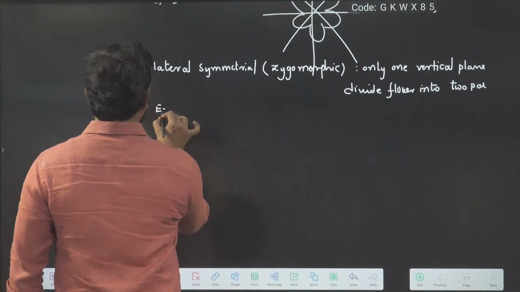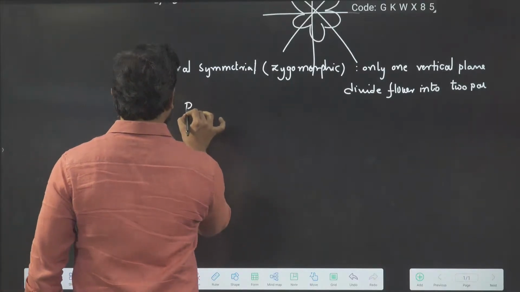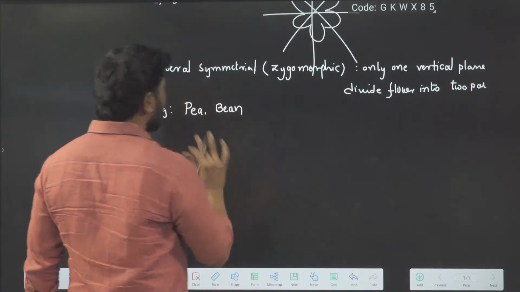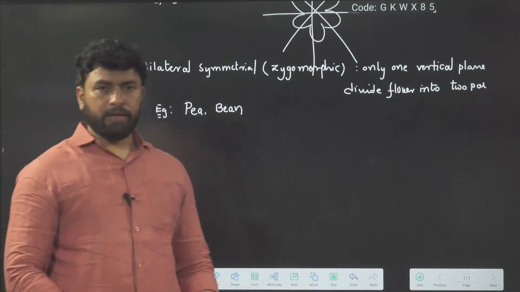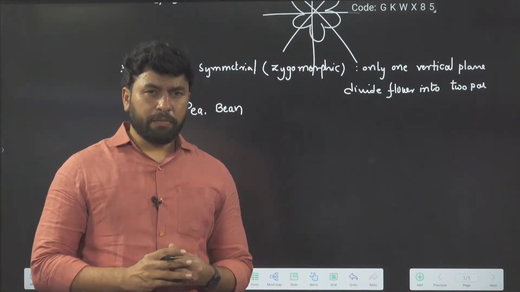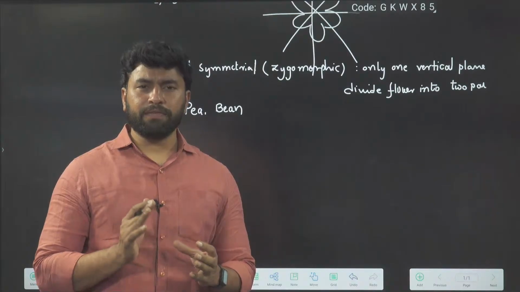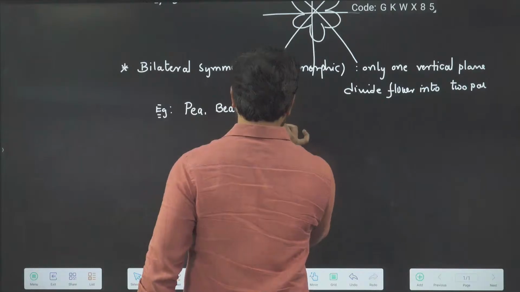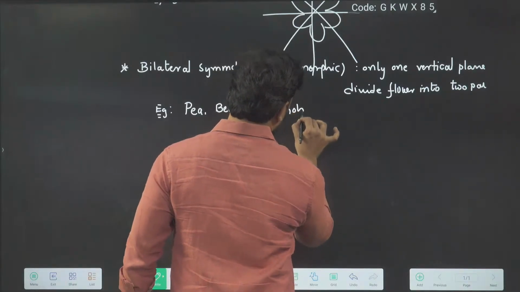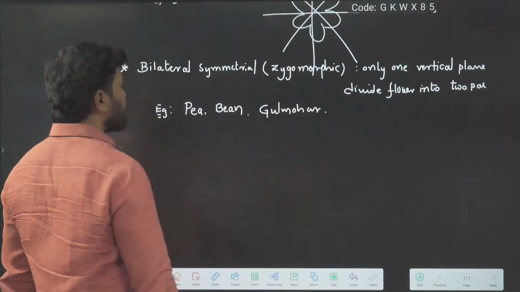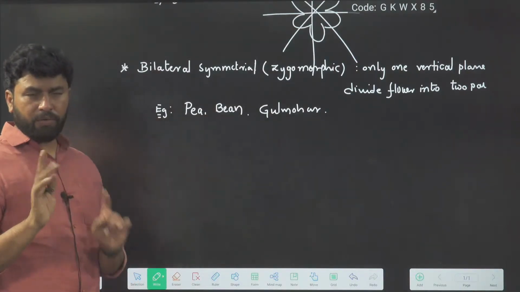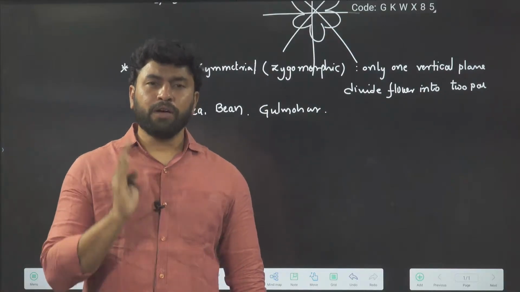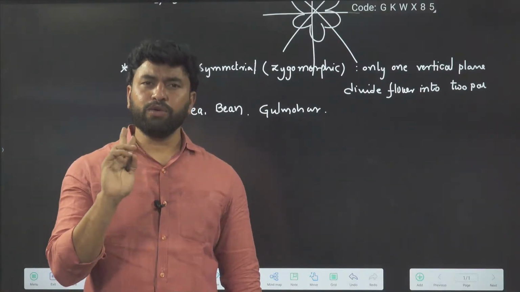This is very important. In case of Fabaceae members like pea, bean, this is a common criteria, zygomorphic flower. Later we will study the Fabaceae family. Most of the members of the Fabaceae family are exhibiting zygomorphic flowers. In addition to that, Gulmohar is also exhibiting bilateral symmetry. Bilateral, only two parts of the flower can be made when you make only one vertical plane.